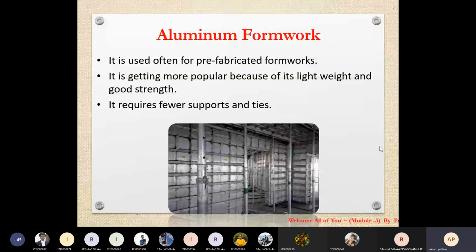Now another important type of formwork is aluminum formwork. It is used often for prefabricated formworks. It is getting more popular because of its lightweight and good strength. It requires props and ties. So such kind of formwork is available in the market. We have to use it as per our requirements and the nature of the work.